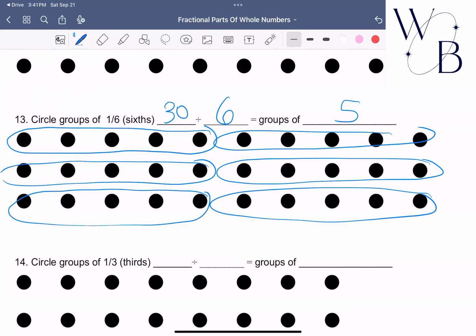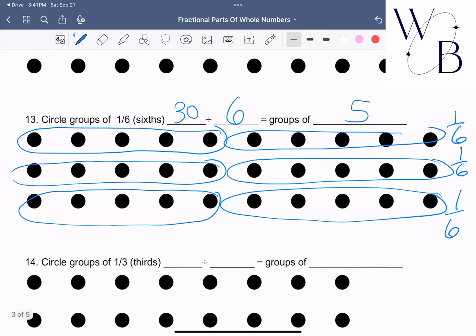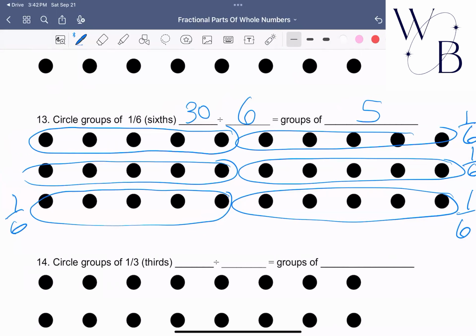All right. So we have 6 groups of 5. And every one of these 5 circles is equal to 1/6 of 30. So that's our lesson for today.